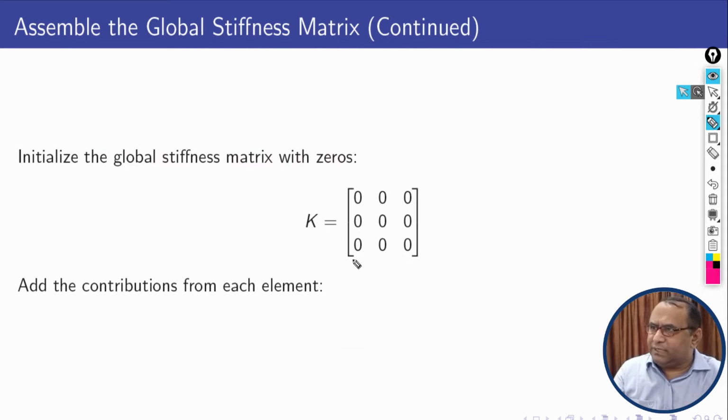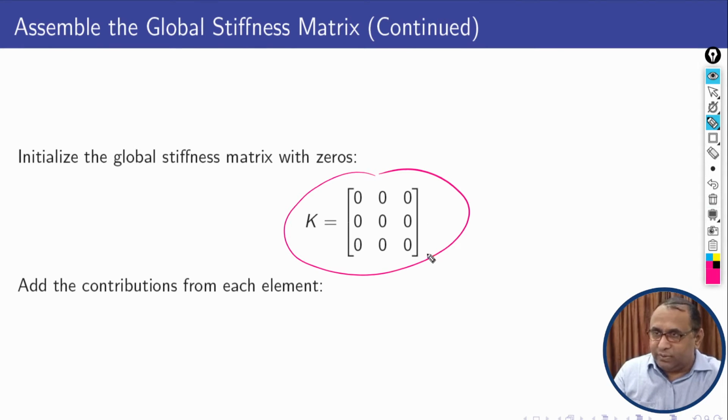K. Now we need to assemble the global stiffness matrix, and to initialize it with zeros we choose K is equal to zeros of a 3 by 3 order matrix, and the contribution from each element will be added to this one. So here we need to discuss how we can assemble the global stiffness matrix.